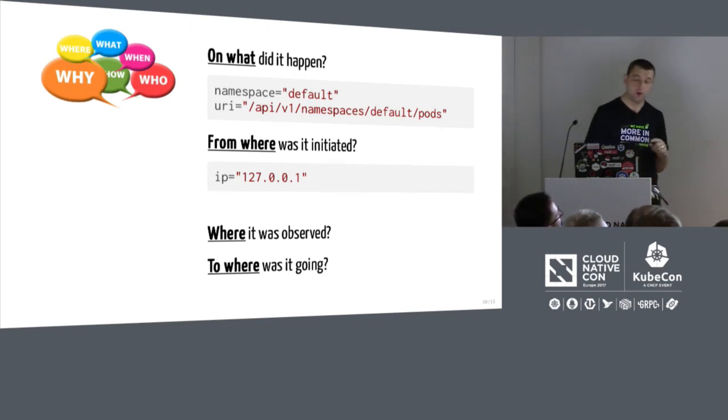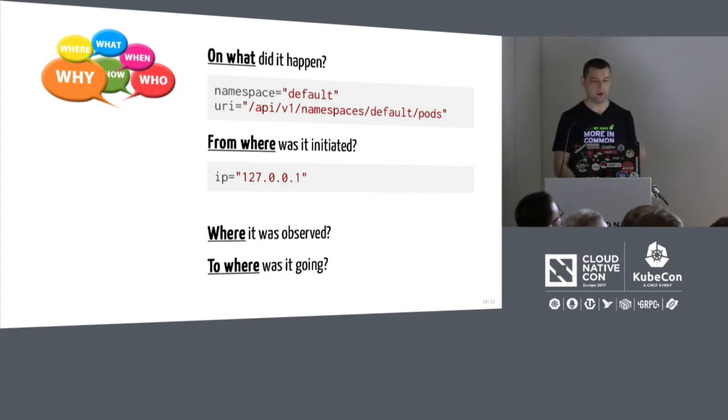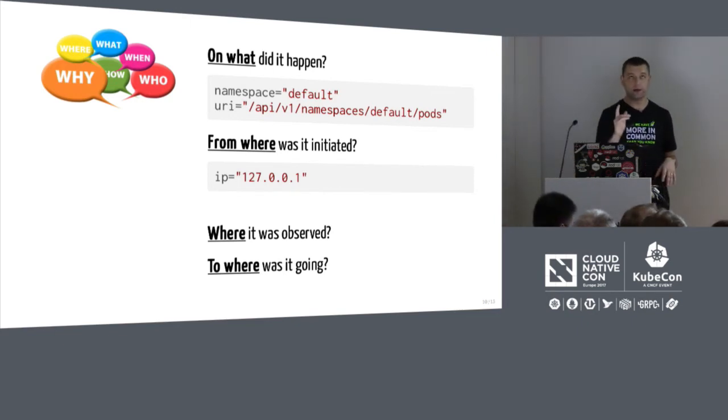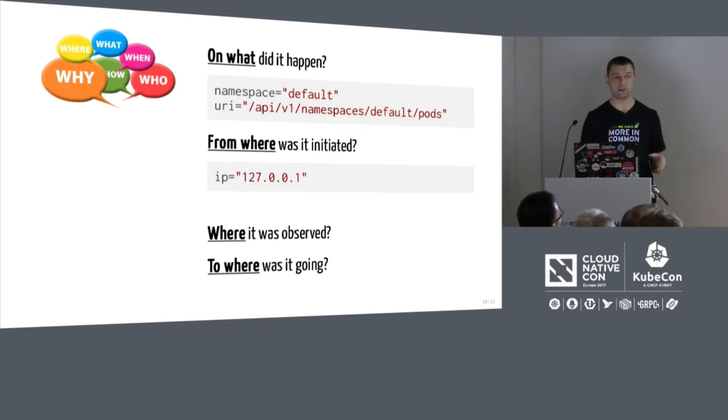So there are two unanswered questions, although one of them has a really simple answer. Where was it observed? I showed you on the third slide. It was observed at the API server level. And that's fine when we have just one API server. But unfortunately, with the aggregated Kube, we can have multiple API servers, even more.